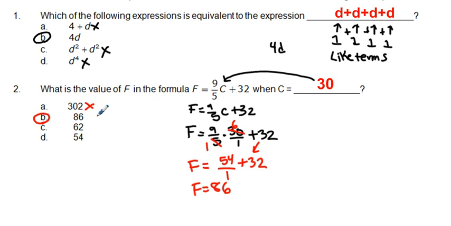302 degrees is a ridiculous option. 54 would have been our answer if we forgot to add the 32. And 62 isn't quite there, so that is why B is the best answer.